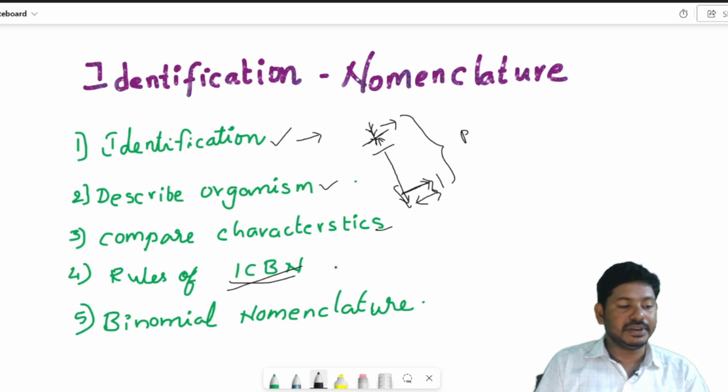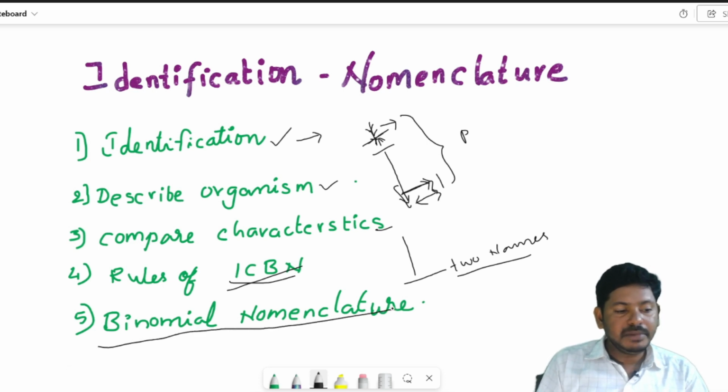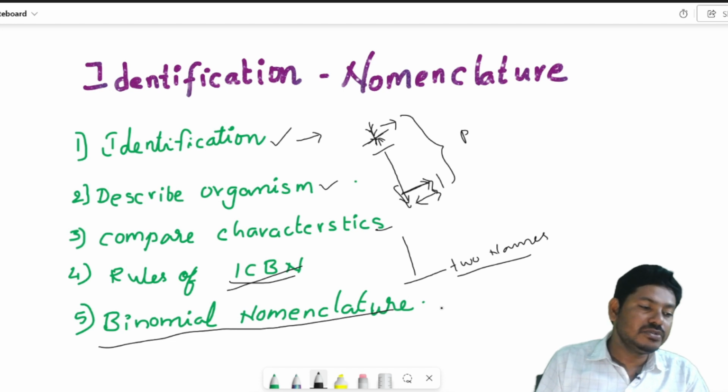According to ICBN, when we take any plant which carries two names, how many names? Two names. This two-name system is called binomial nomenclature. So any plant, any organism carries how many names? Two names. Very good. These two names are two components.